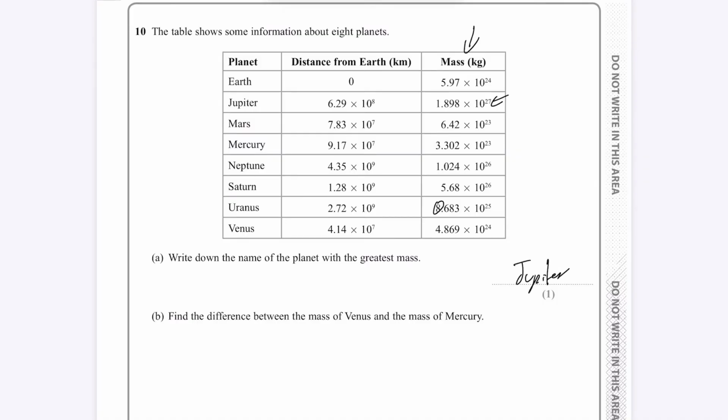And then it says work out the difference between the mass of Venus and Mercury. So Venus is there, Mercury is there. Work out the difference between the two, so that'll be 9.17 times 10 to the power of 7 minus 4.14 times 10 to the power of 7. Type that into your calculator and you'd get an answer of something like 4.5388 times 10 to the power of 24.